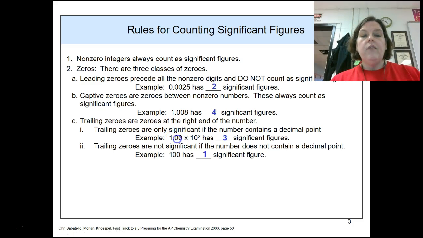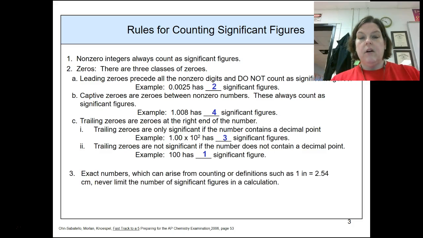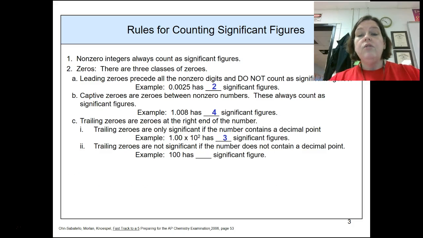However, if you have trailing zeros that do not have a decimal point, for example, 100, no decimal point, that assumes that that 1 in the 100 spot was your uncertain point. And so that means there's only 1 significant figure. So trailing zeros with decimal points are significant. Trailing zeros with no decimal point are not significant. That is probably the most confusing zero issue we have.